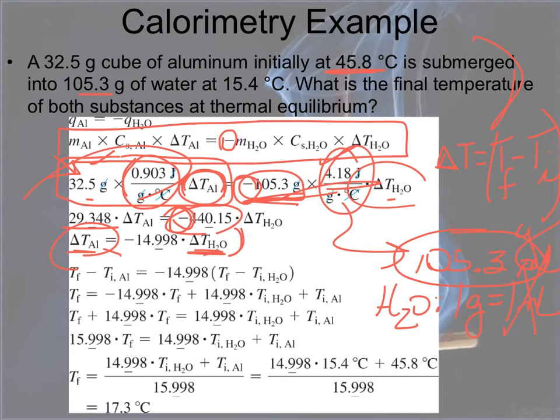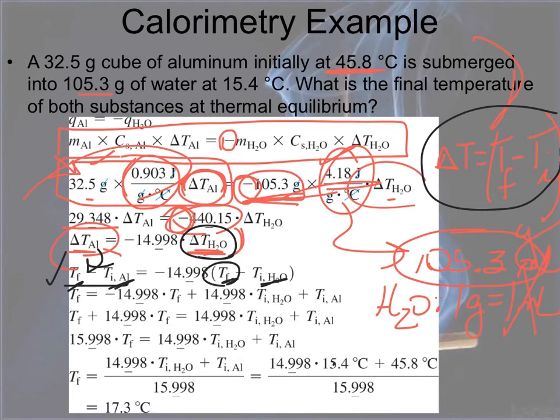Let me just box that in for you. Okay, there we go. So remember that delta T is T final minus T initial. So that's what we've done in this step. So delta T, the change in temperature for aluminum, is the final temperature for aluminum minus the initial temperature for aluminum. Same thing for delta T for water: final temperature of water minus the initial temperature.